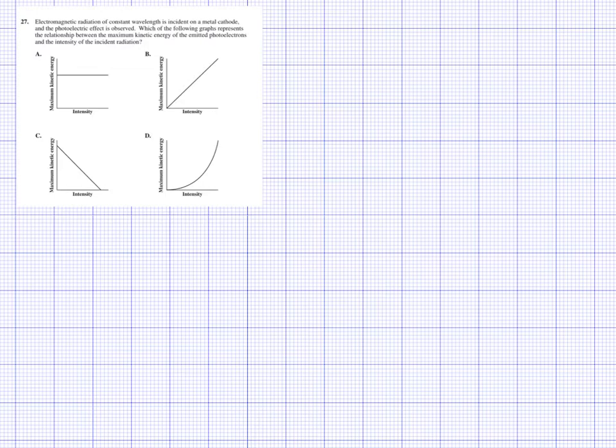We're asked to consider electromagnetic radiation of a constant wavelength being incident on a metal cathode from a photoelectric effect experiment. It says that the photoelectric effect is observed, which would imply that electrons are being ejected from the metal cathode. We're then asked which of the following graphs represents the relationship between the maximum kinetic energy of the emitted photoelectrons and the intensity of the incident radiation.